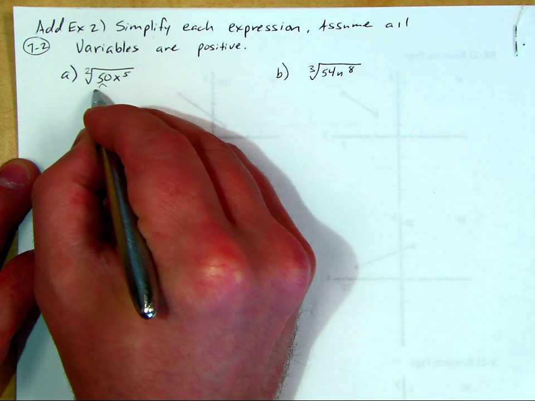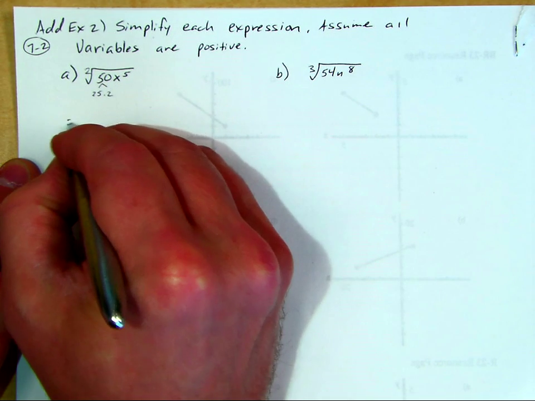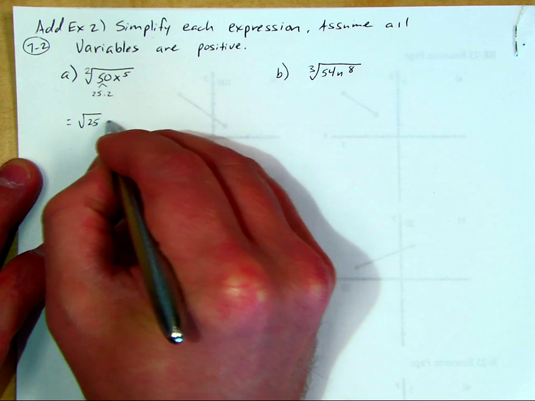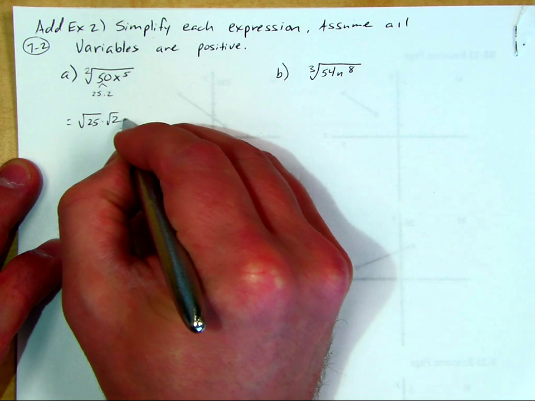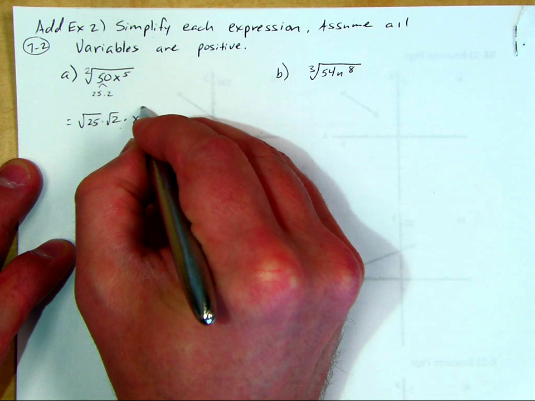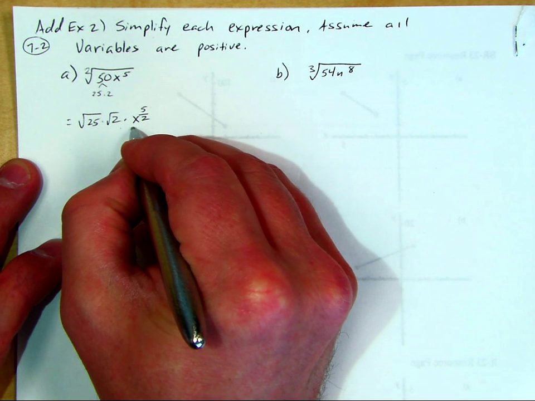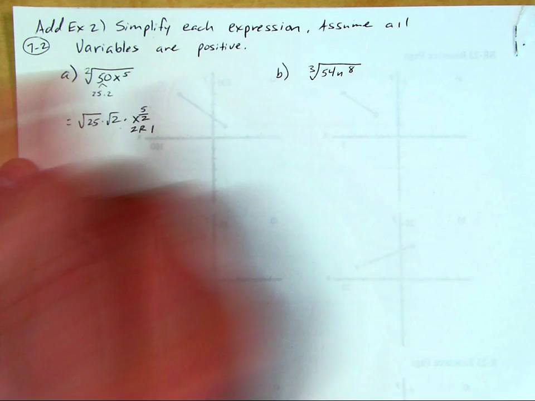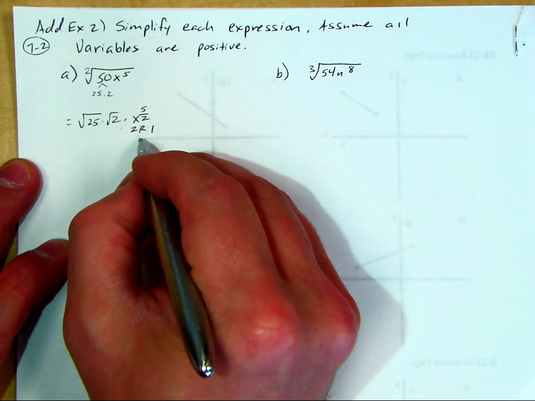I know that 50 can be 25 times 2. So I'm going to break this up into square root of 25 times square root of 2. And then the x to the 5th, I'm going to write that with my exponent trick. Divide the exponent by the index, and this becomes 2 remainder 1. Okay? So then each of these things is going to come down to an answer.